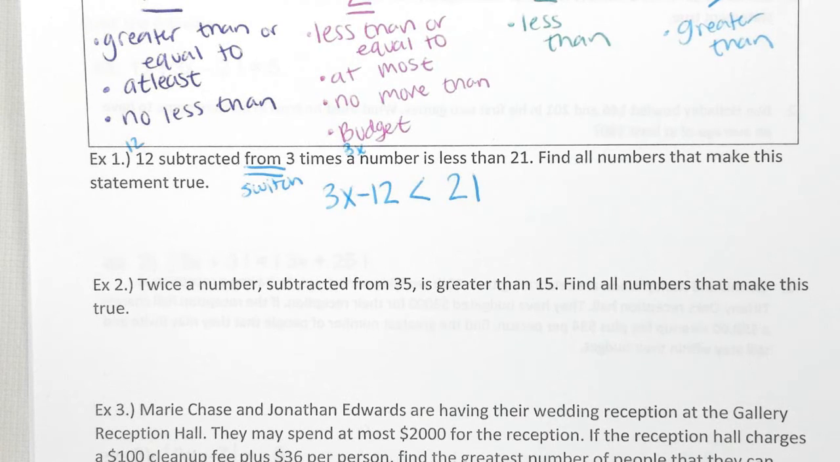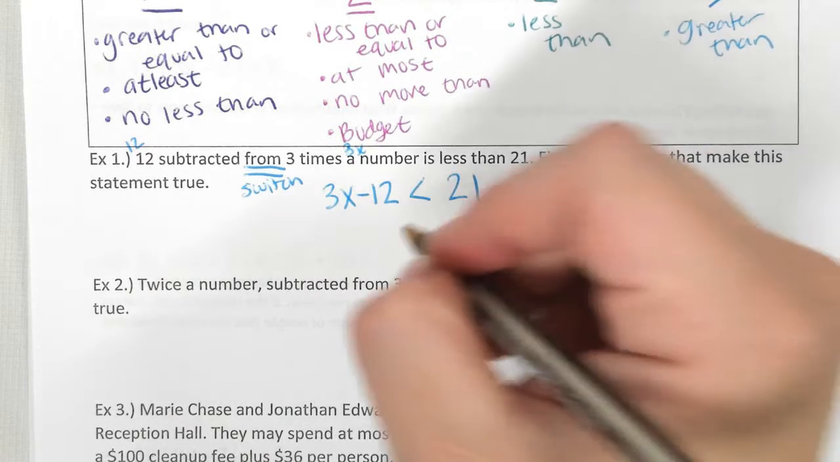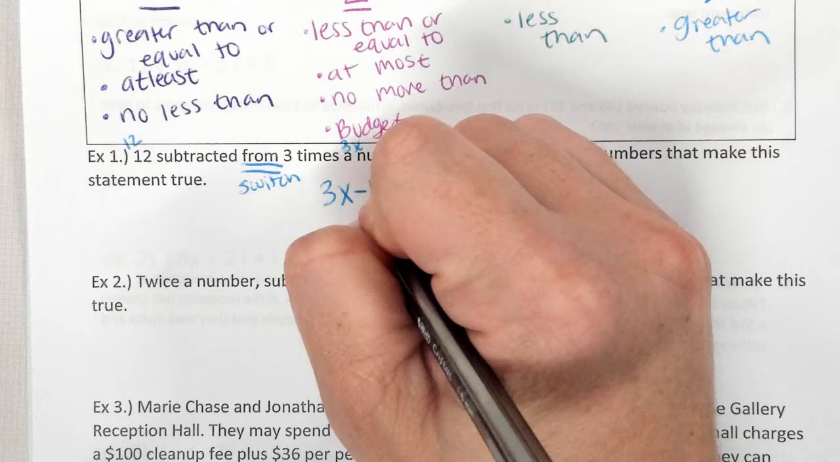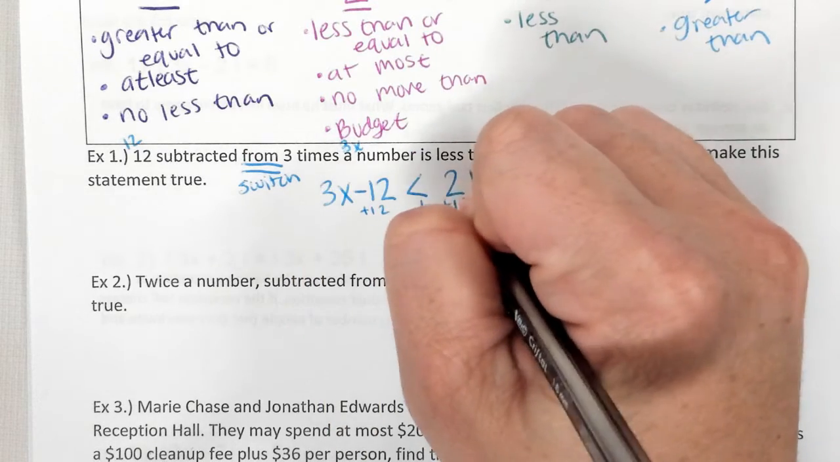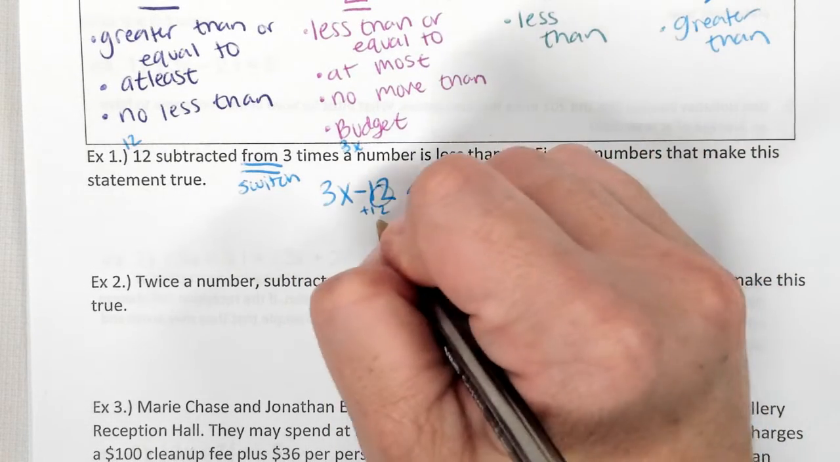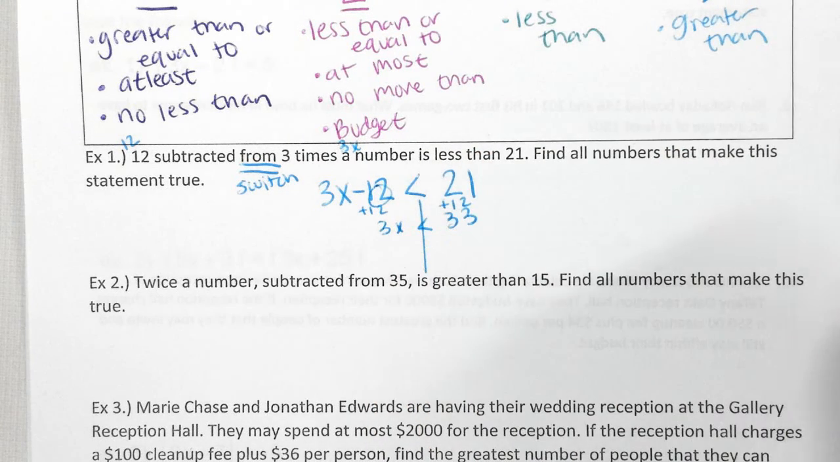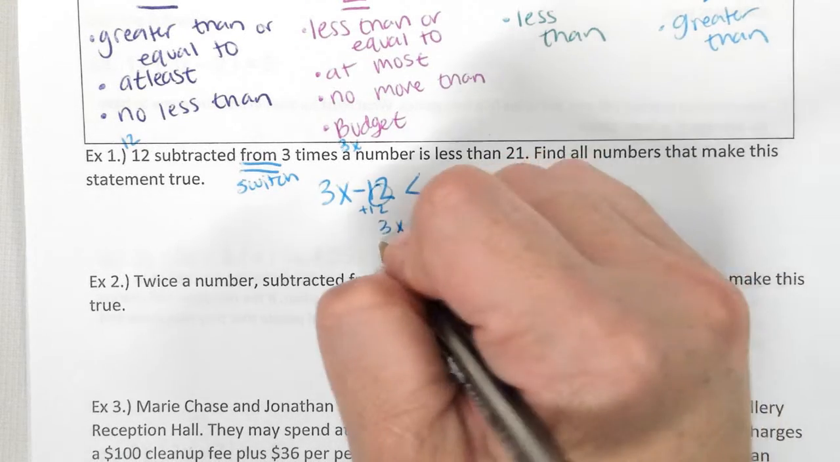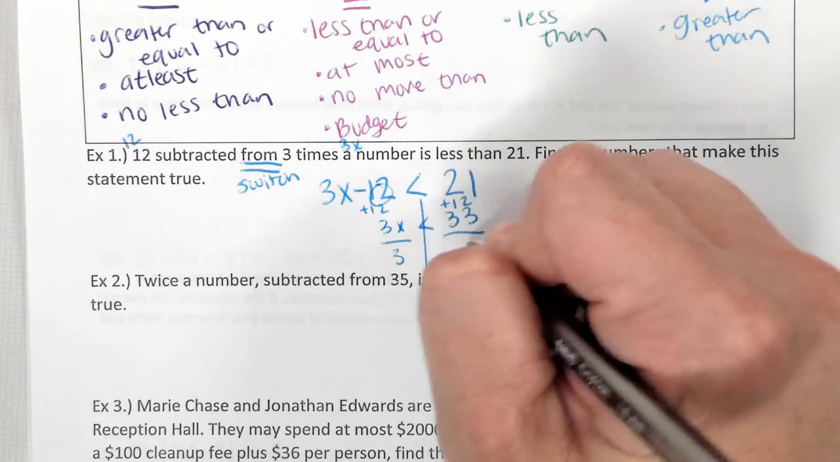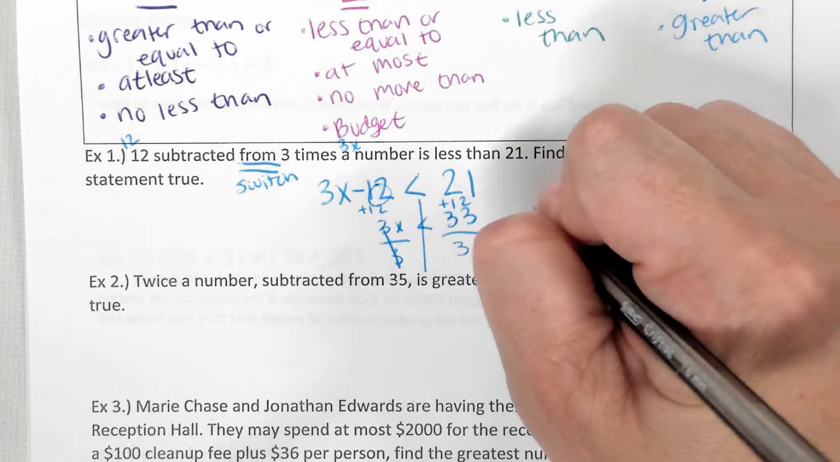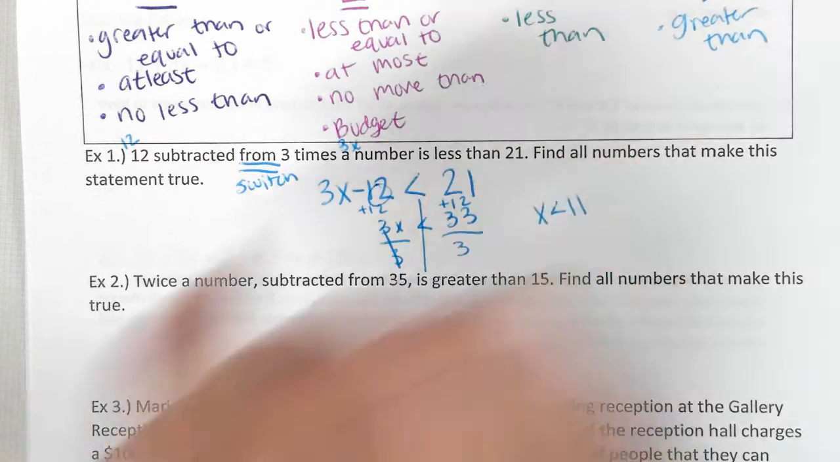How am I going to solve that? Add 12 first. That cancels out, and I'm left with 3x is less than, that gives me 33. Now what? Divide by 3. And I get x is less than 11.